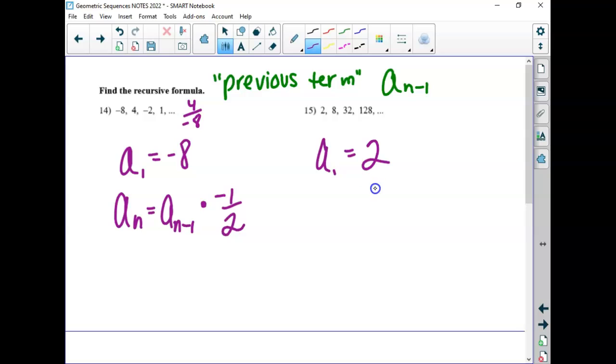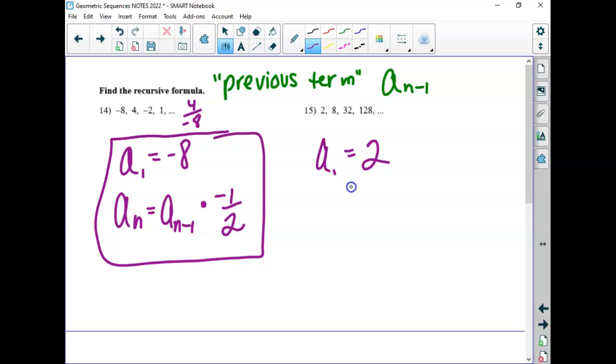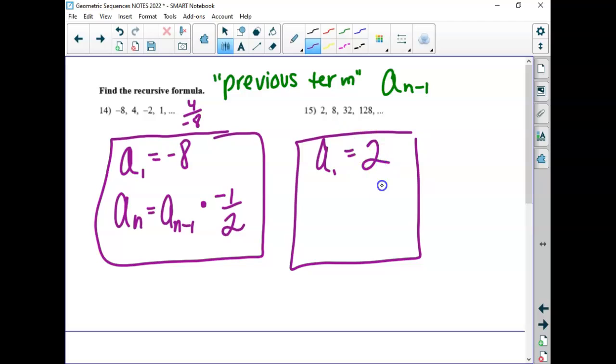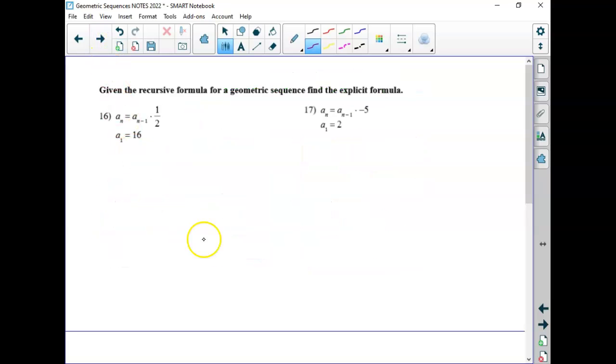And this one? Remember, there's two things you have to tell me, whatever order you want. Fifth grade sister again, what are you telling her? This one started with a 2 and they kept taking the last term and multiplying it by a 4. You guys are so darn quiet. I never know if it's you don't get it or you're just not awake.